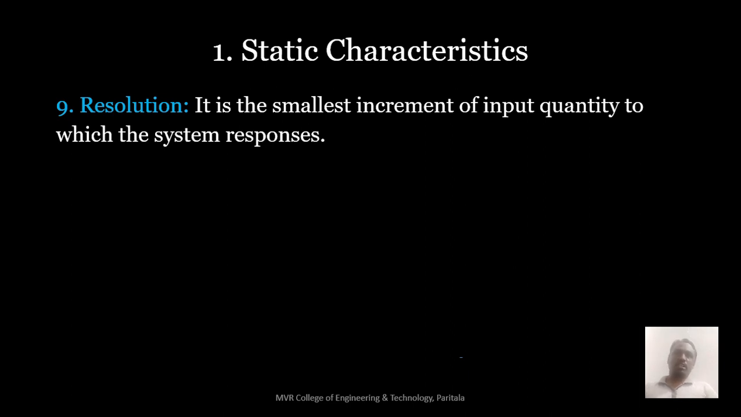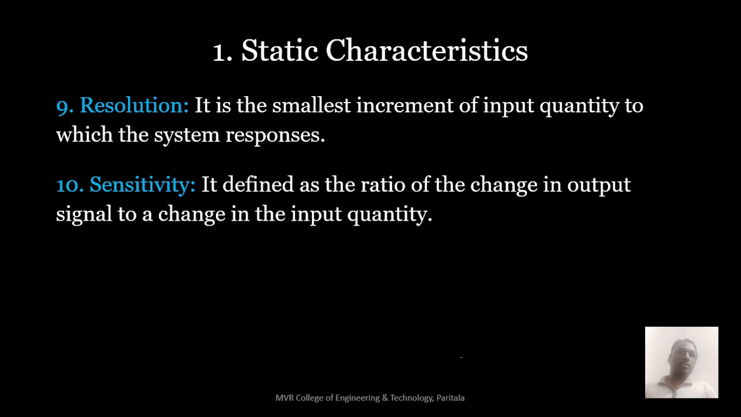So next one, sensitivity. It is defined as the ratio of the change in output signal to the change in input quantity. There are a few types of sensitivities you can see later. If you change the input and the variation in the output is linear, then the sensitivity is linear. If it is a curved shape, then it can be called incremental sensitivity. How the incremental sensitivity and the linear sensitivity look, you can see here.